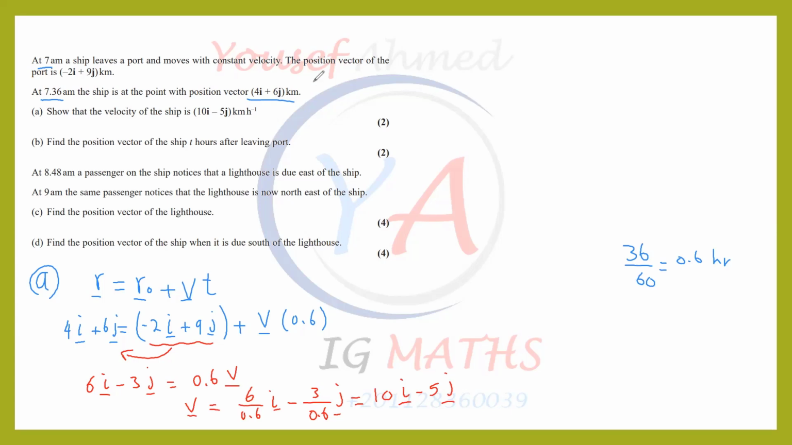So now let's see part B. You're asked to find the position vector of the ship after t hours of leaving the port.